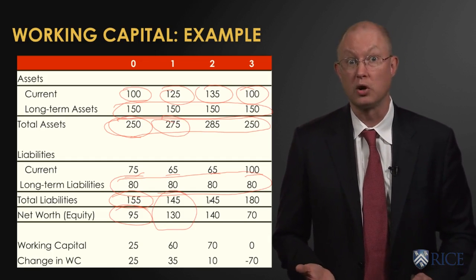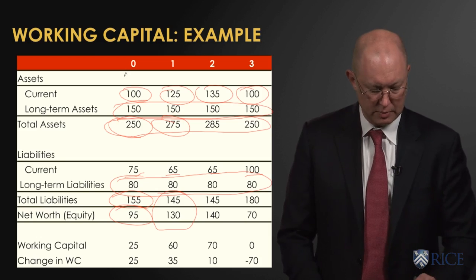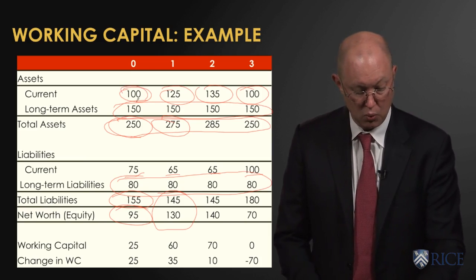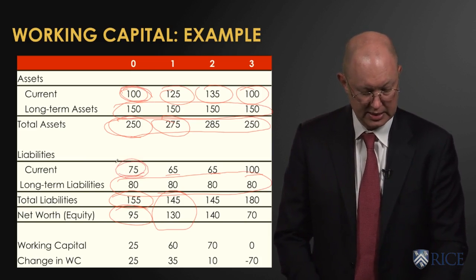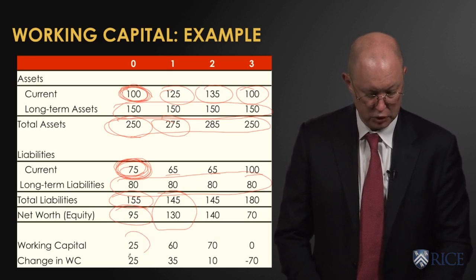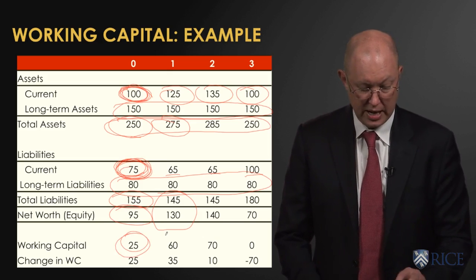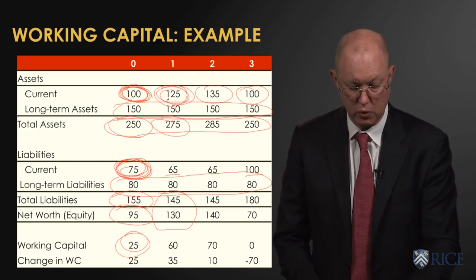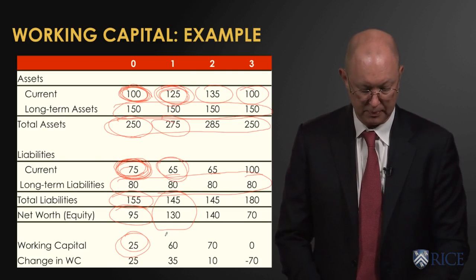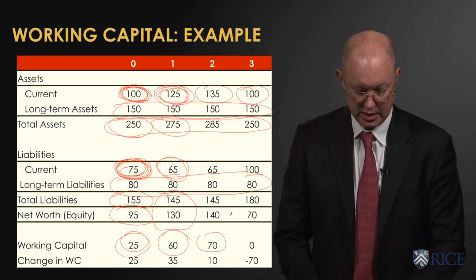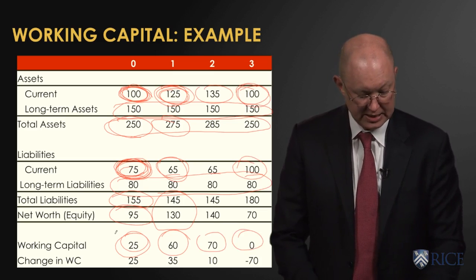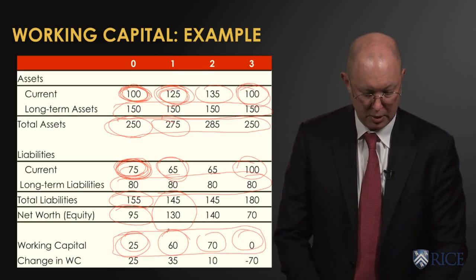Now let's go through and compute working capital. In year 0, in my initial outlay, what's working capital going to be? Let's see. What are current assets? 100. What are current liabilities? 75. What's 100 minus 75? 25. In the next year, current assets, 125. Subtract current liabilities, 65. What's working capital? 60. Then 70. And then finally, 100 minus 100 is 0.